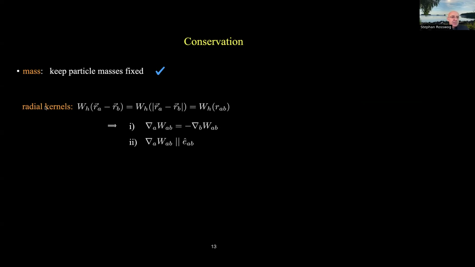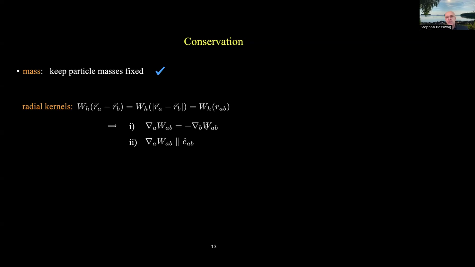Then I haven't said much about kernels yet. For now, I just want to restrict myself to always using radial kernels. And that just means that the kernel function depends only on the absolute value of this distance here. If you use such kernels, then you find that if you take the gradient of the kernel function evaluated at r_AB with respect to particle A, this is the same thing as taking it with respect to particle B, up to a minus sign.